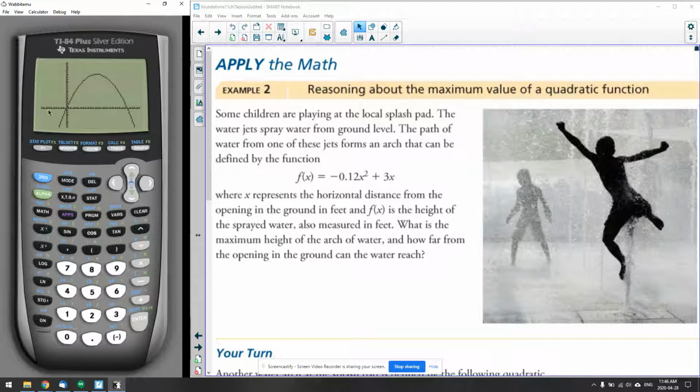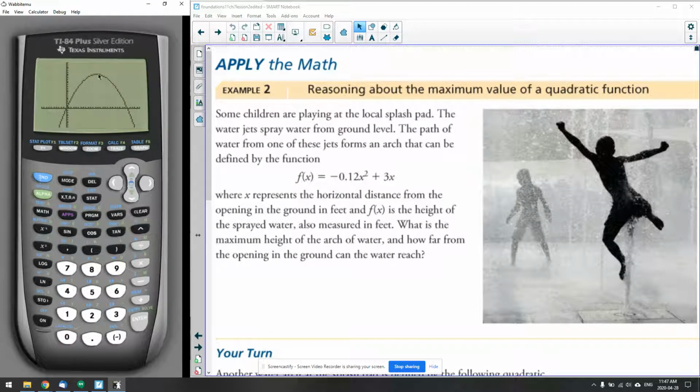Now my window settings look a little different than the standard ones, so we'll just take a look at those. So if you press window, I left x min at negative 10. I increased x max to 30 because when I graphed it on the standard window, I noticed that the whole graph wasn't showing, so I had to increase my x max. And then I also had to increase my y max because the top of the graph wasn't showing. So when I graph it, here's my graph, and now it's looking for the maximum height and how far from the opening in the ground can the water reach. So let's worry about that maximum height first.